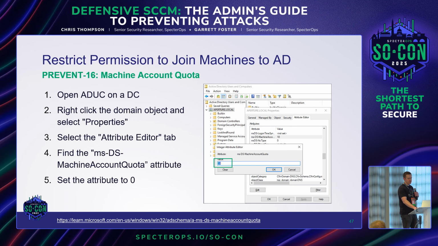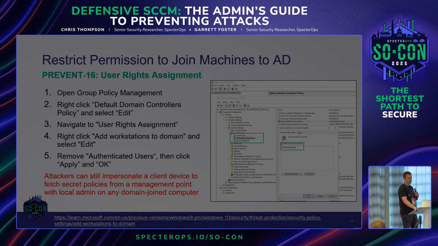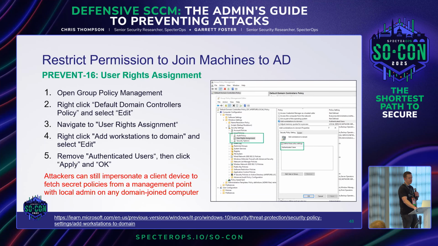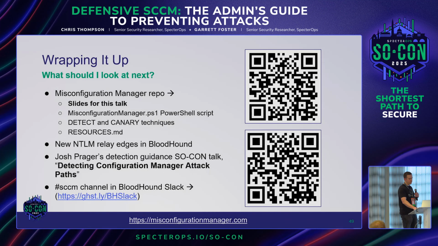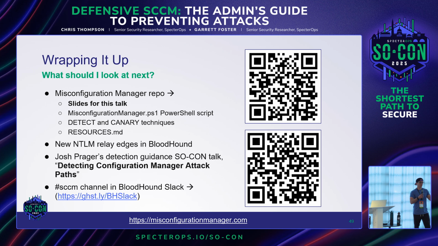And then we're going to restrict the permission to join machines to AD, setting machine account quota and the user rights assignment. This will prevent a user from adding a machine account and then contacting a management point with that machine account to pull those policies and deobfuscate them to reveal those credentials. And the key piece to that, though, is that it prevents new enrollments. So you can still reuse the existing ones if you're on the client and they're enrolled. You can still reuse that cert and still have that available to you. It's just preventing the new ones.